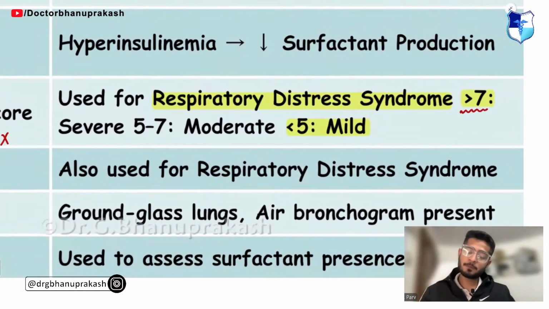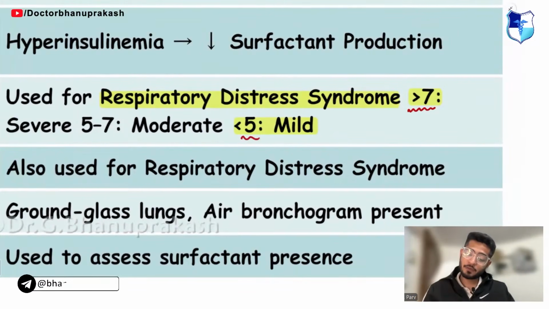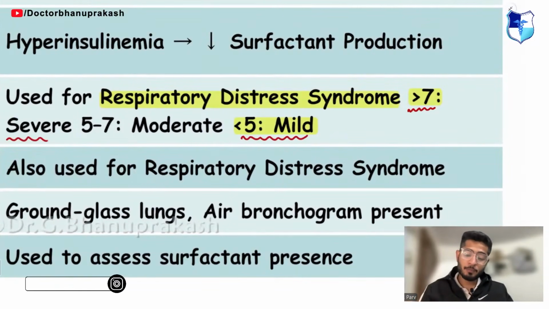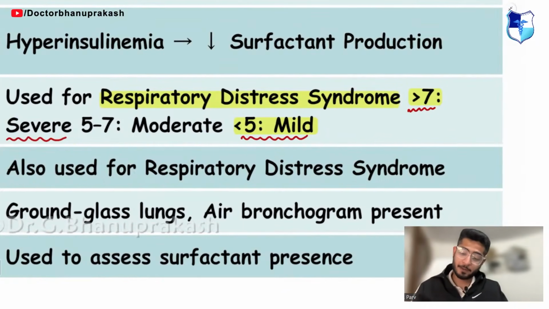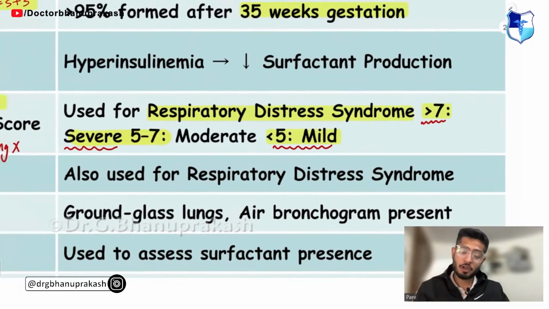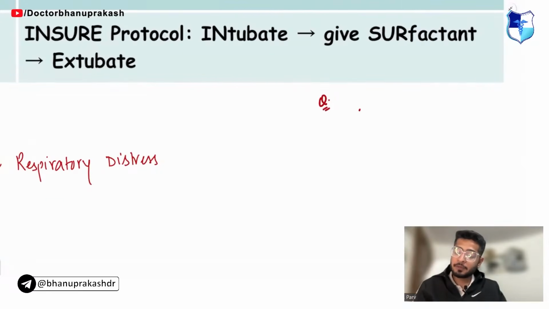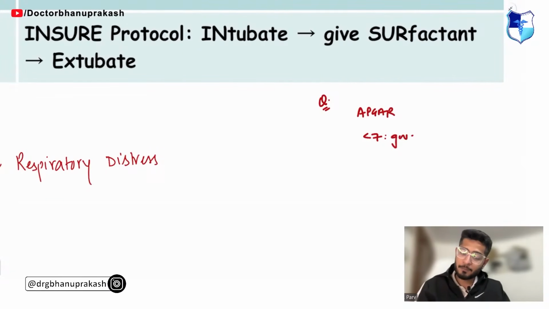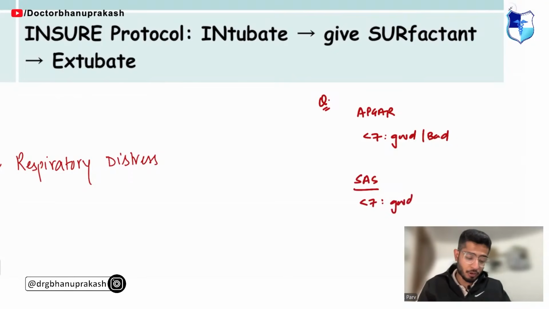If it is more than 7, it is severe, and less than 5 is going to be mild. Less than 5 is mild, whereas more than 7 is severe. I've also told you. Now tell me this question. If the APGAR score is less than 7, is it good or bad? And if your Silverman-Andersen score is less than 7, is it good or bad?